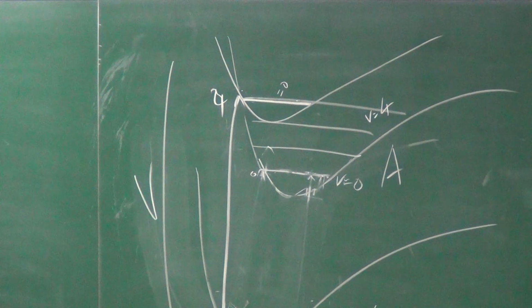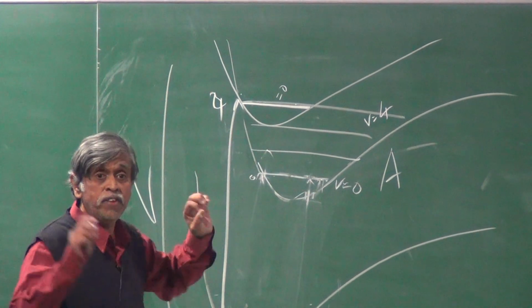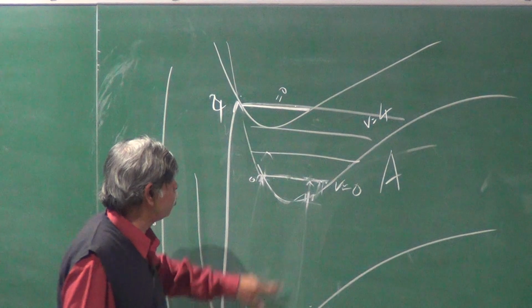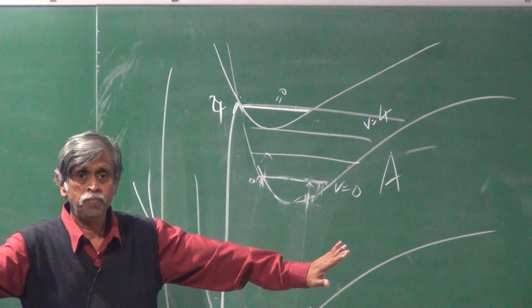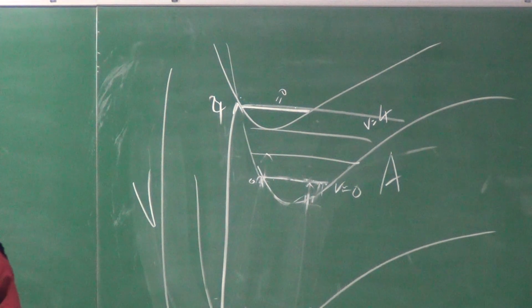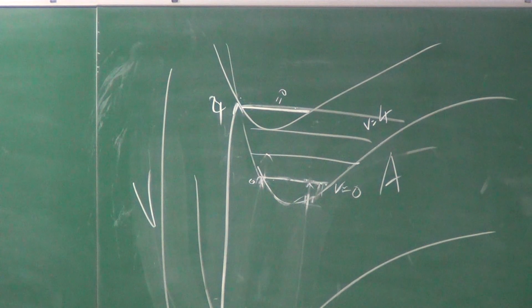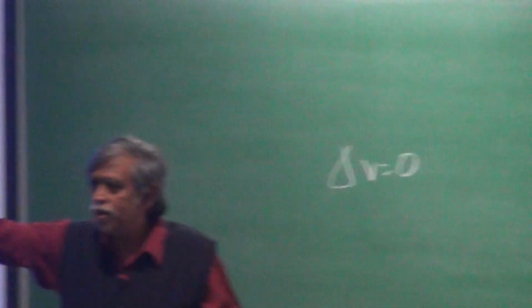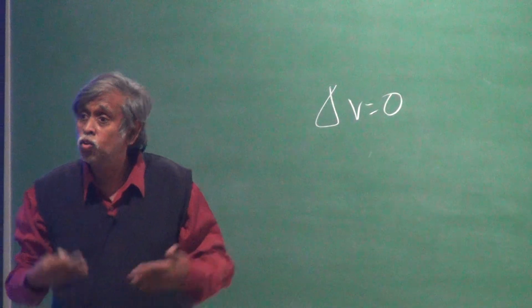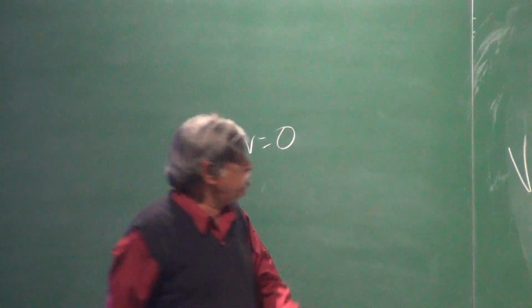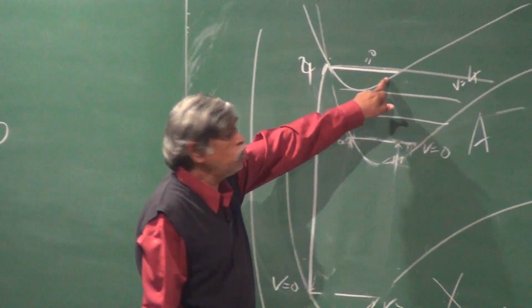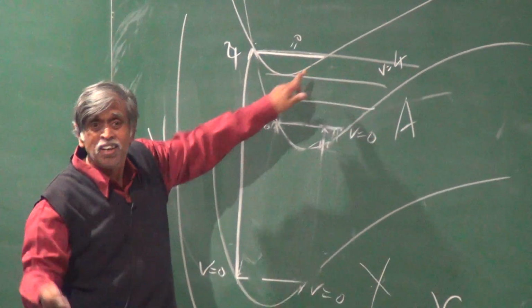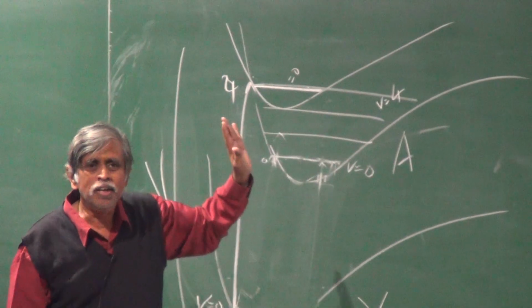But putting the cart before the horse, if the electronic selection rules allow the molecule to go to this state and this state, and we saw that in the atom, right? S cannot go to D. Why? Delta L is not plus minus 1. So like that, you have selection rules for molecules too. So if this molecule cannot go to this state because of those rules, then this is not even in question.